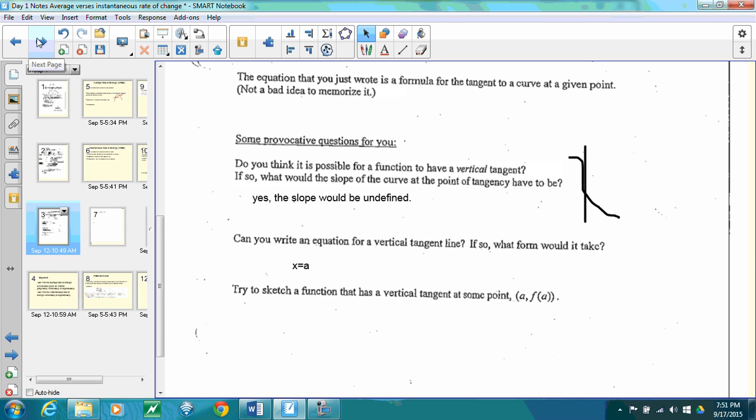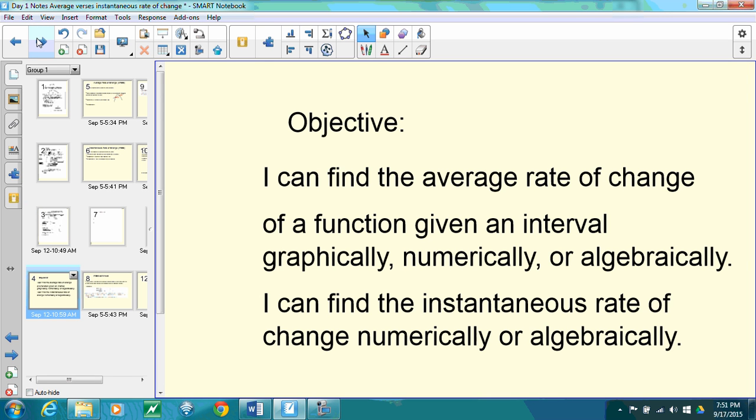So go back and make sure you do those other practice problems. The rest of this I posted online so that you can print it and you don't have to write as much, or if you prefer to write, then you can pause and write it. So our main objective is that you can find the average rate of change of a function given an interval graphically, numerically, or algebraically, and then also that you can find the instantaneous rate of change numerically or algebraically.